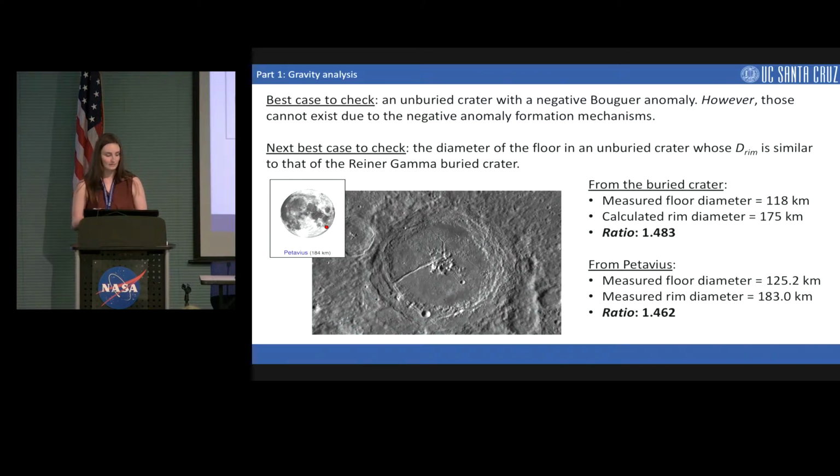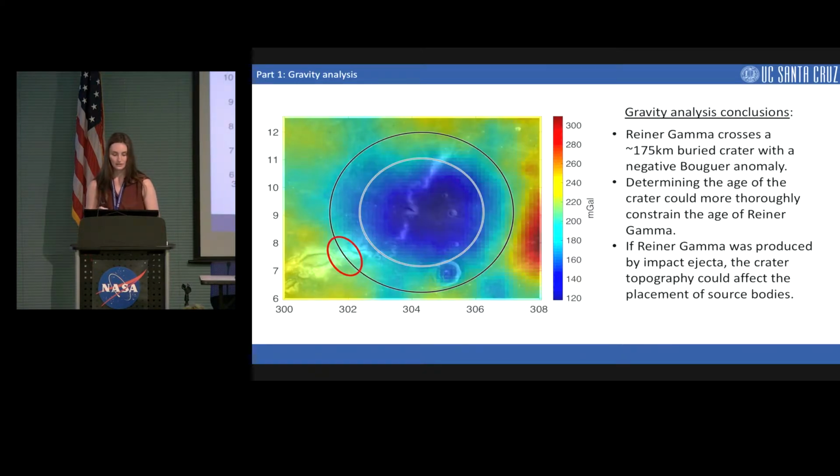So we chose Petavius, which is on the near side, right here, and it is 184 as compared to the buried one's calculated 175. And as you can see, they have a similar ratio between the floor and the rim. So to conclude this section, the tail of Reiner Gamma crosses this purported buried crater with a diameter of approximately 175 kilometers. And by determining the age of this crater, we can start to get at the age of Reiner Gamma and thus put constraints on the lunar dynamo.